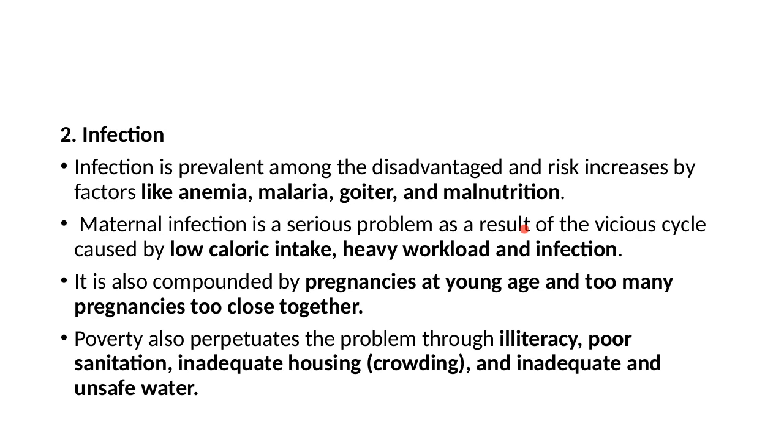So it is also compounded by pregnancies at young age and too many pregnancies too close together. So infection can be associated with having many pregnancies that are close together, and also the young age pregnancies can also be associated with infection. Then poverty also perpetuates the problem through illiteracy, poor sanitation, inadequate housing, that is, we have a lot of people living in one house, and inadequate and unsafe water.